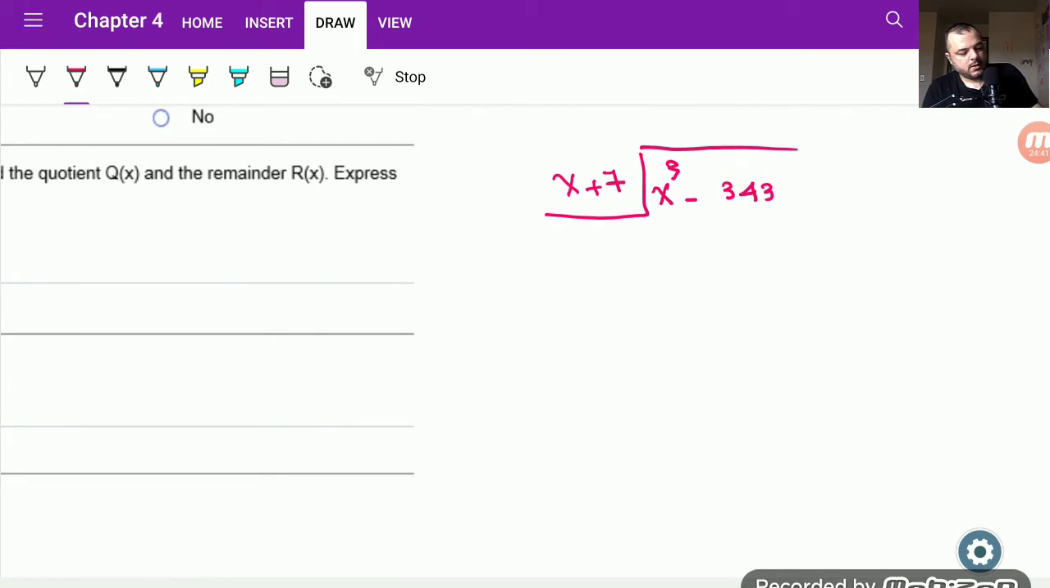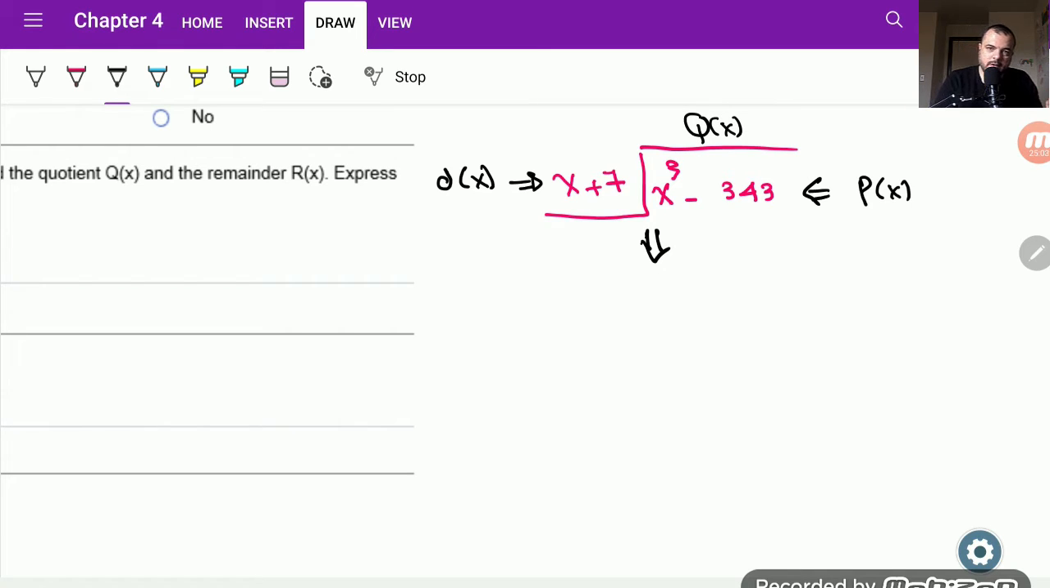Before we do the division, I'm going to rewrite the dividend. This is the dividend, p of x, and this is the divisor, d of x. What we are going to get on the top is going to be q of x, and the remainder is going to be on the tail. But before we start, I'm going to rewrite the dividend, the p of x.